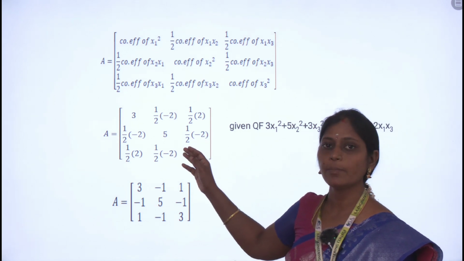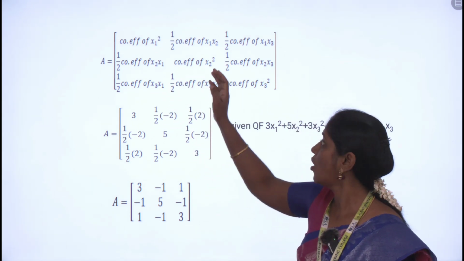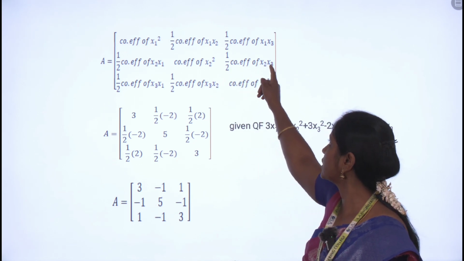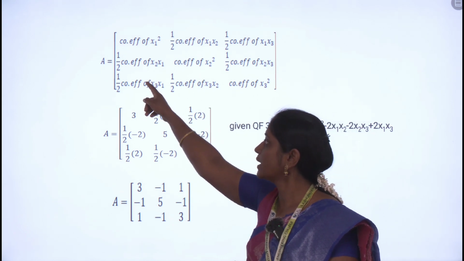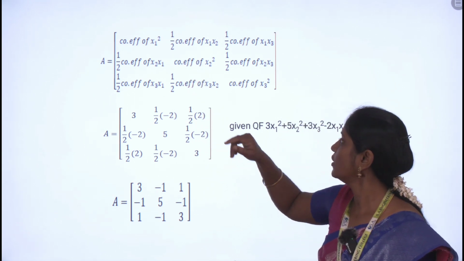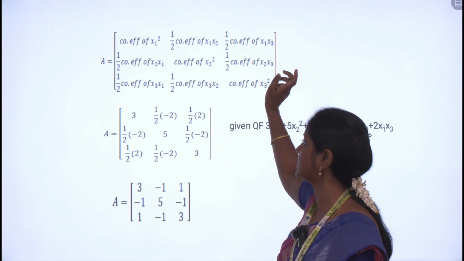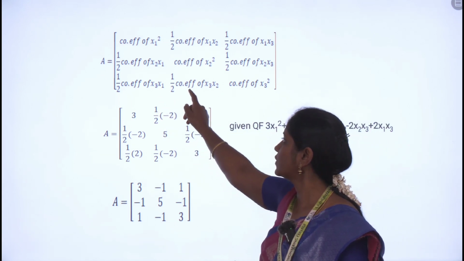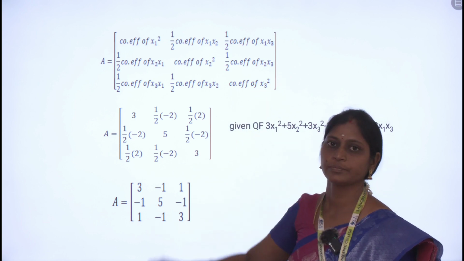We will define the A matrix as A equal to coefficient of x1 square, half of the coefficient of x1 x2, half of the coefficient of x1 x3, and it's a symmetric matrix. That is, the second row is 1 by 2 into coefficient of x2 x1, coefficient of x2 square, 1 by 2 into coefficient of x2 x3, and the third row is 1 by 2 into coefficient of x3 x1, half of the coefficient of x3 x2, and coefficient of x3 square.